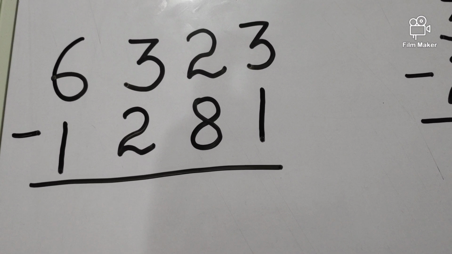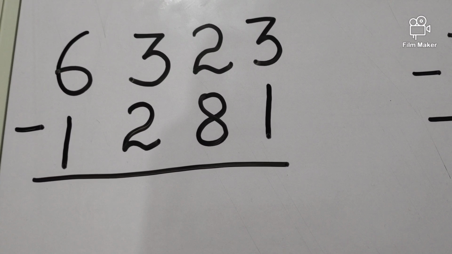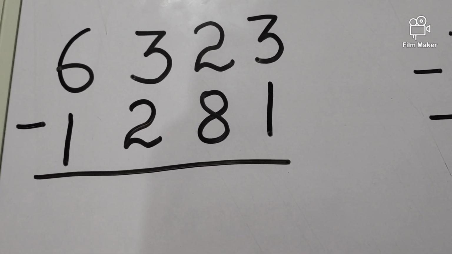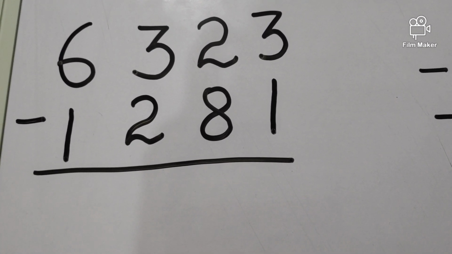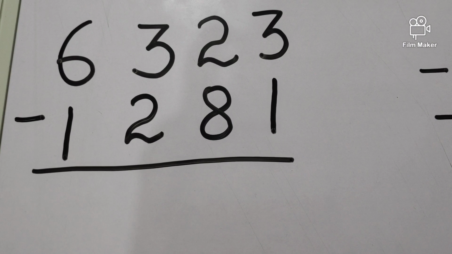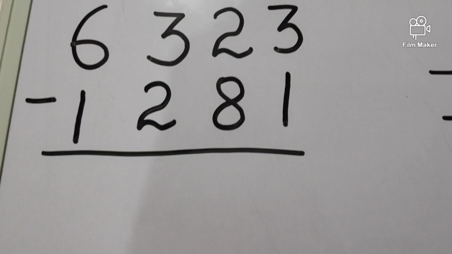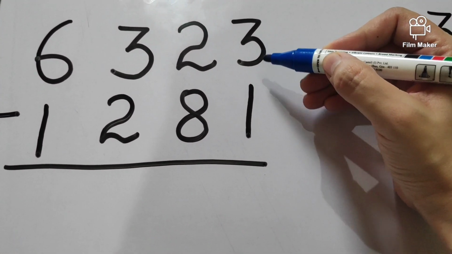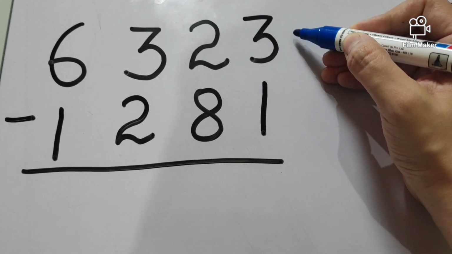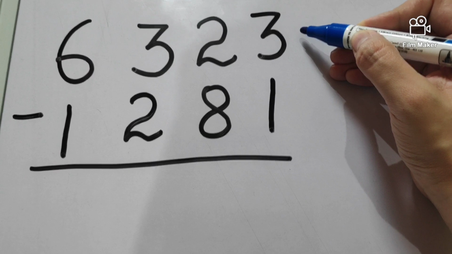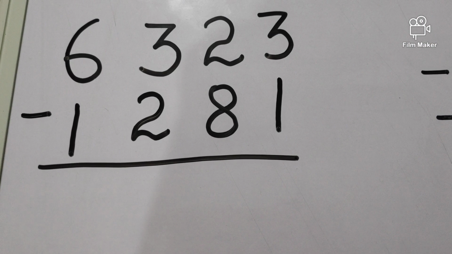In this example, children, 6,323 minus 1,281. Here, first step, children, is to check whether the number on the top is more or the number on the floor is more. Alright? Just check here. 3 and 1. When it is more on the top, no need to stop. So you have to do the simple subtraction which you already know.